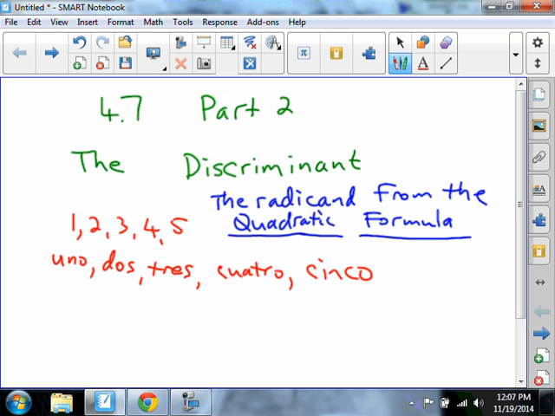Hold on a minute, Mr. Minnick. You just used a word I don't understand. What the heck does radicand mean? The number under the radical. Thank you. Yeah. So I guess we have to look at the quadratic formula. So it's x. I'm not going to sing the song. Equals negative b plus or minus square root.